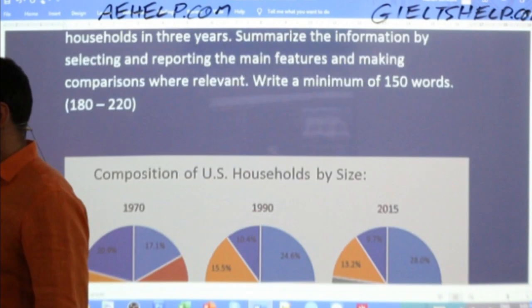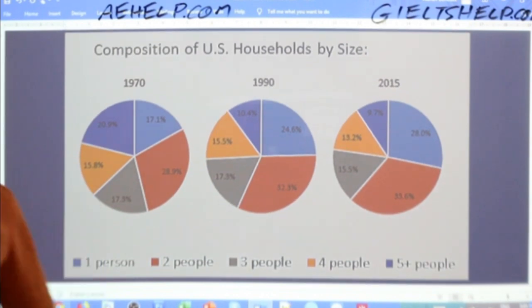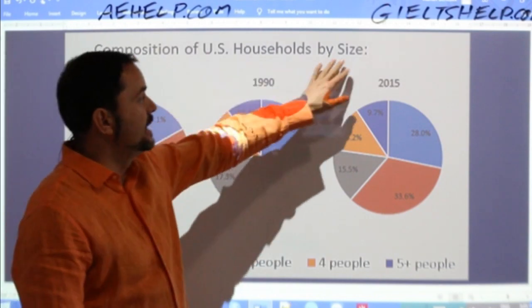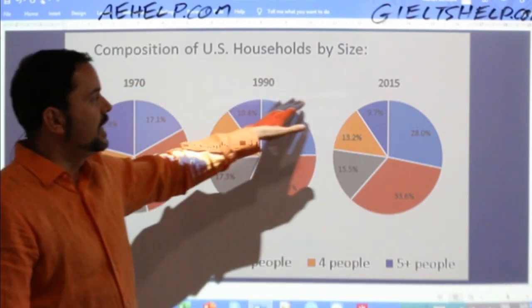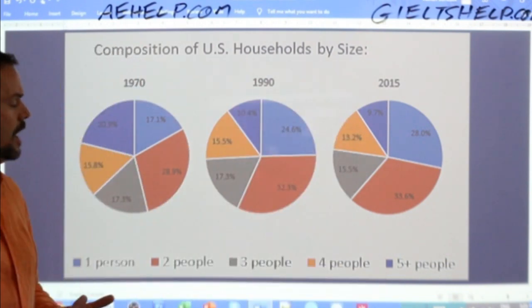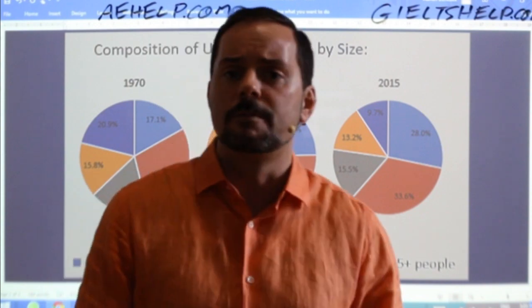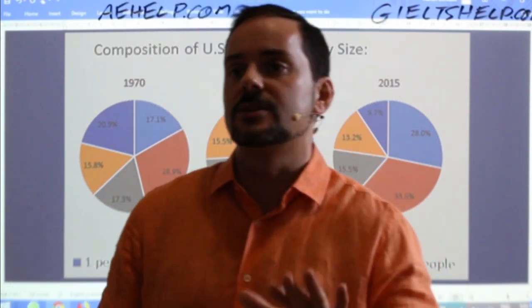So here we go. Here are the pie charts that we're looking at. So composition of U.S. households by size. We have 1970, 1990, 2015. When people are writing task 1 for pie charts, what is the number one mistake? What do you think? And I see this all the time.